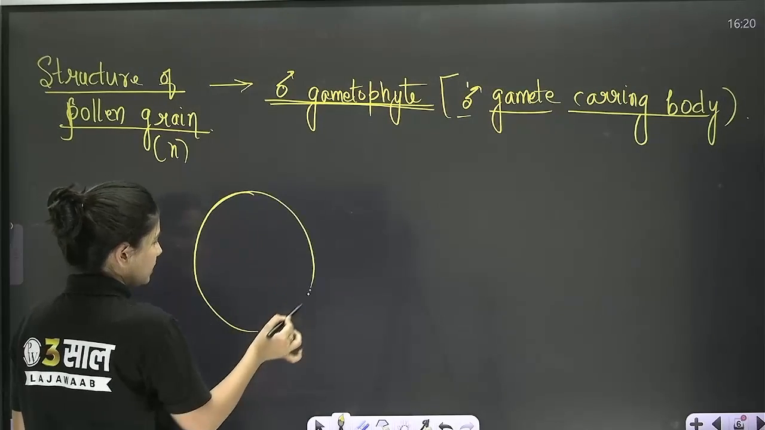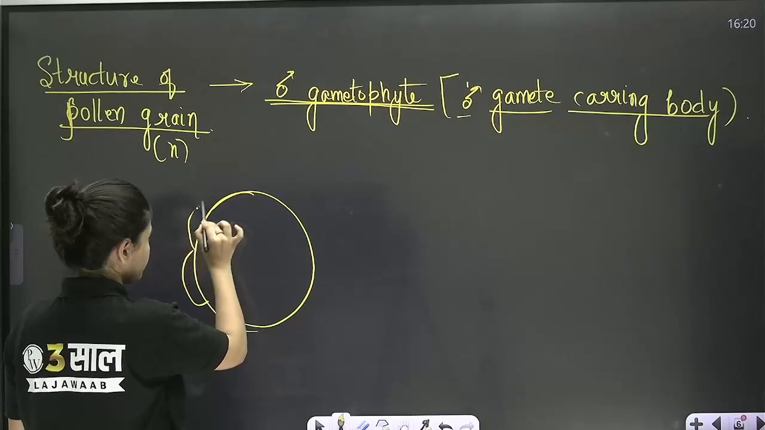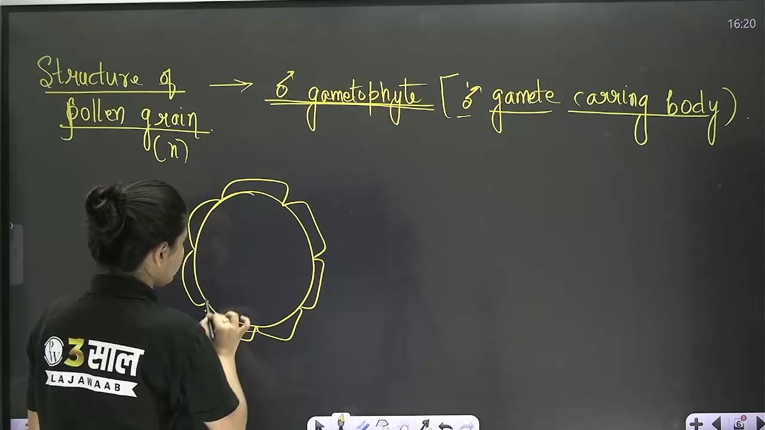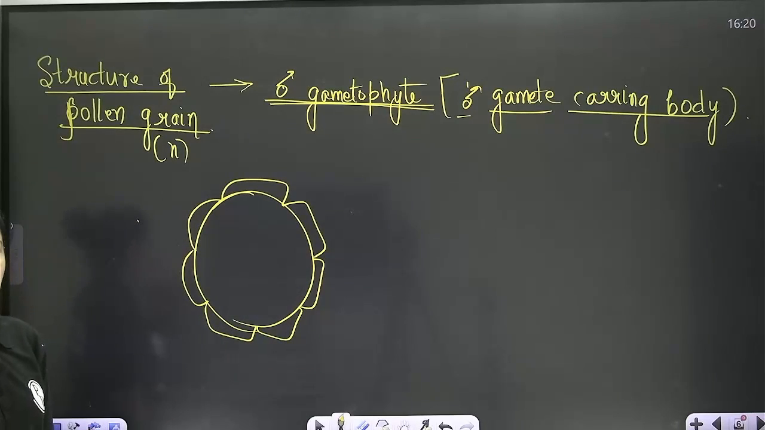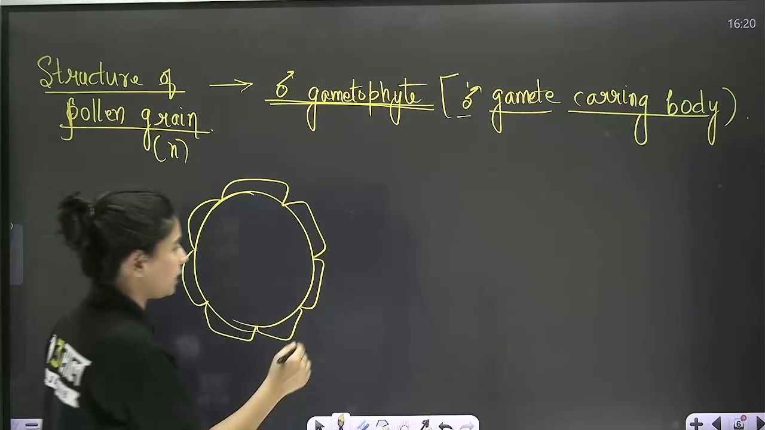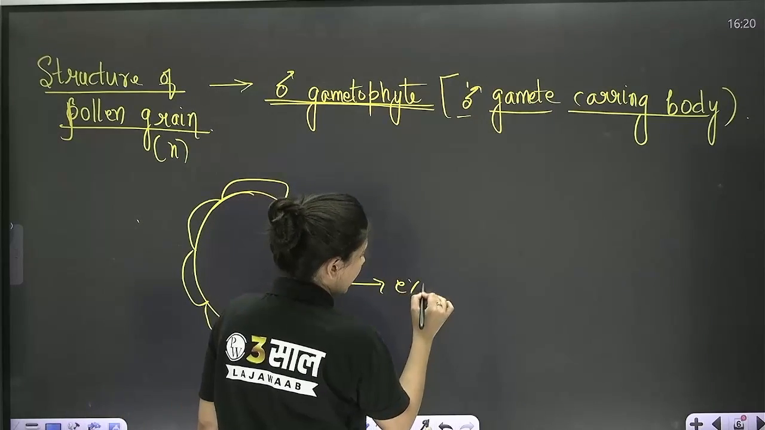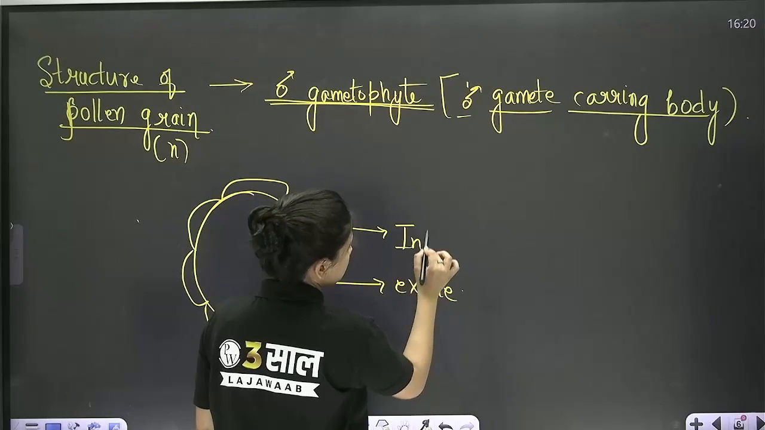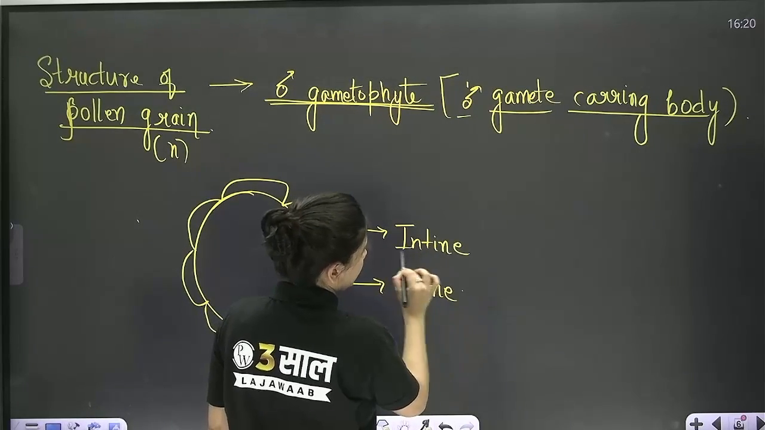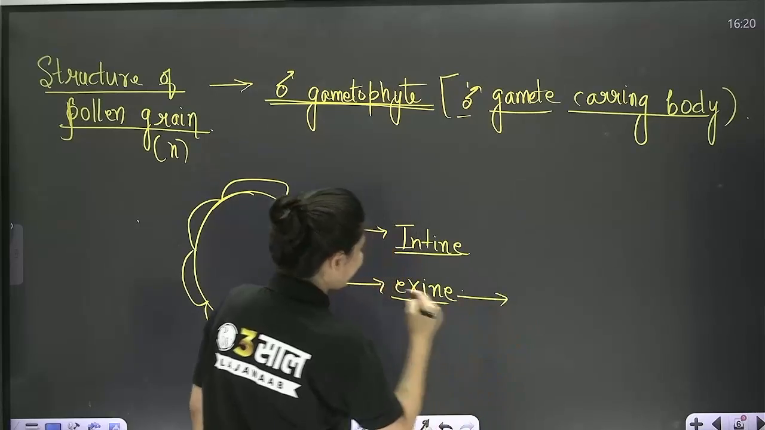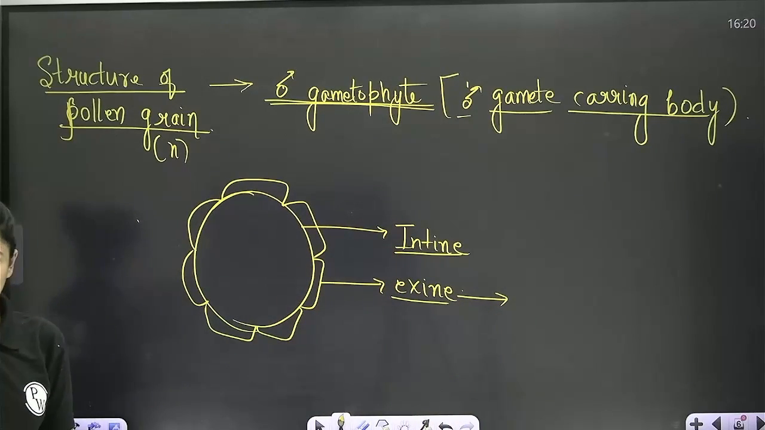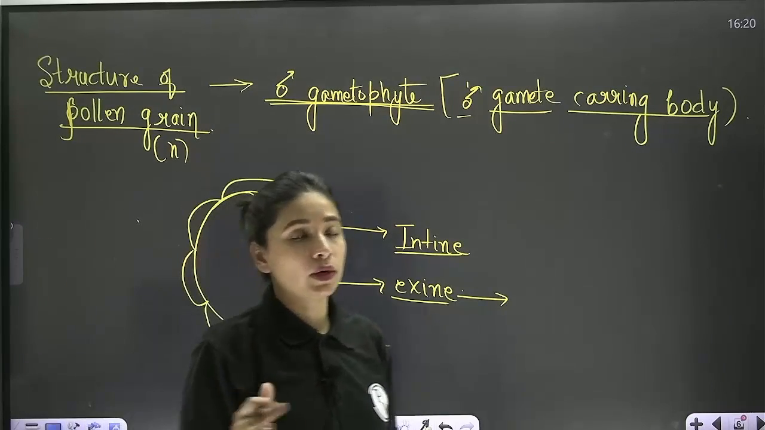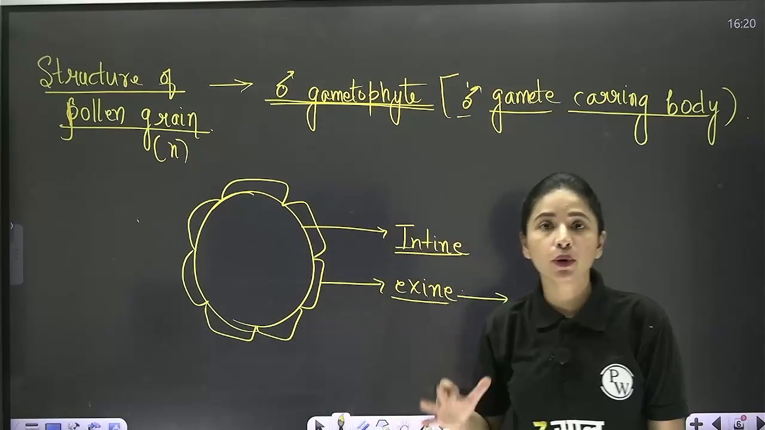it consists of two layers. It's basically a spherical body with an average size of 25 to 50 micrometers, and it is surrounded by a two-wall layer. The outer is known as exine and the inner is known as intine. Correct? Now, beta, if you see the exine, it is discontinuous. Correct? It is discontinuous and it's made up of one of the hardest chemicals called sporopollenin.